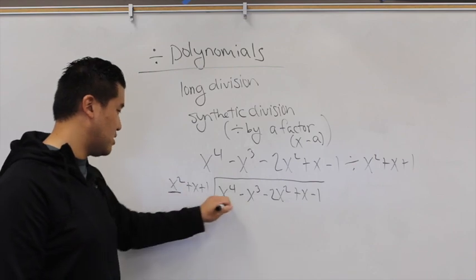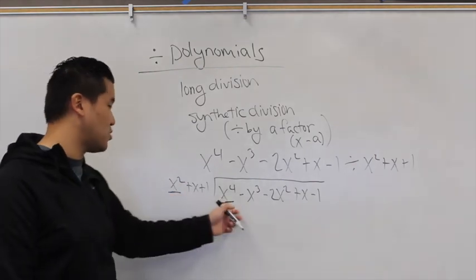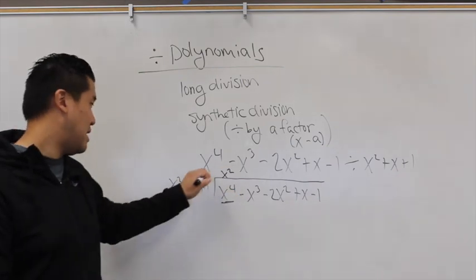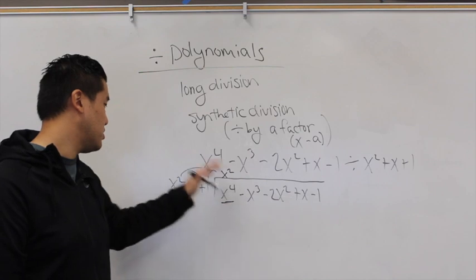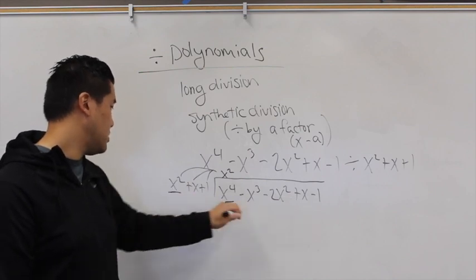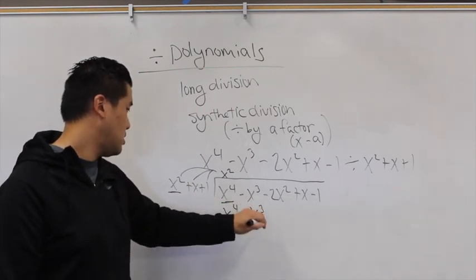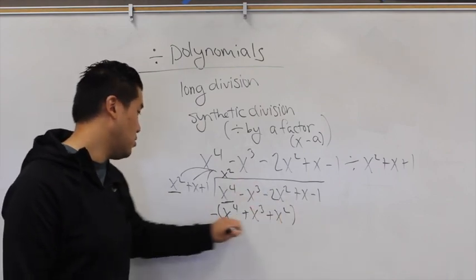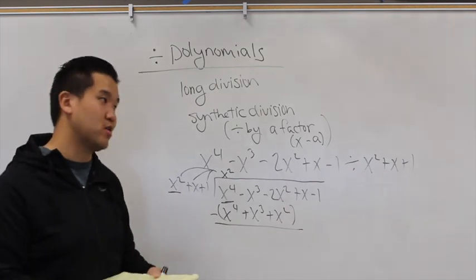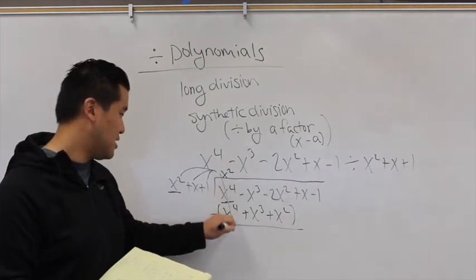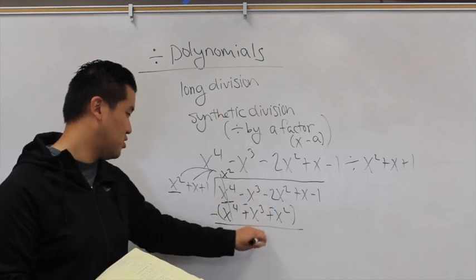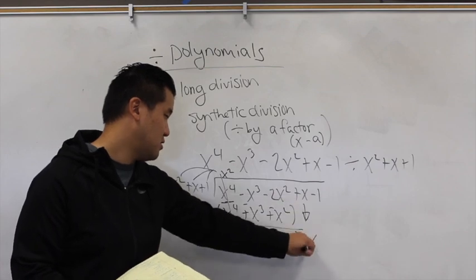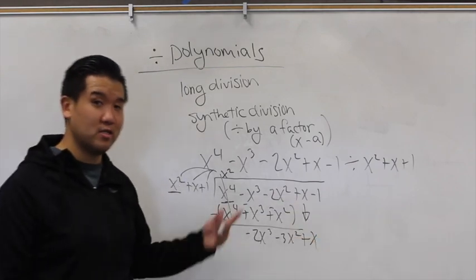So we look at this guy, we look at that guy, and we have to ask ourselves, what do you have to multiply x squared by to get x to the fourth? It's x squared. So you multiply and put it here. When you distribute, you get x to the fourth, plus x cubed, and plus x squared. You see it's all lined up. Then you subtract the whole thing. That's the hard part that kids struggle with, because you're subtracting the whole thing. So this cancels, this becomes negative, that becomes negative. So negative 2x cubed minus 3x squared, and you're going to drop the x.